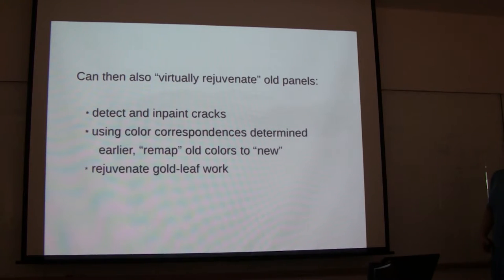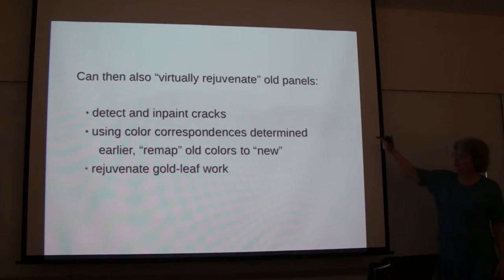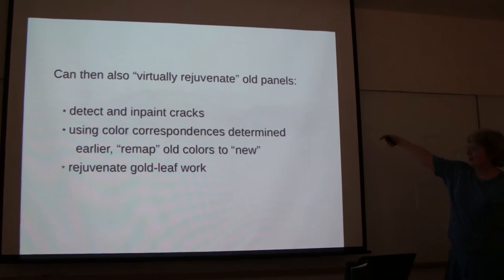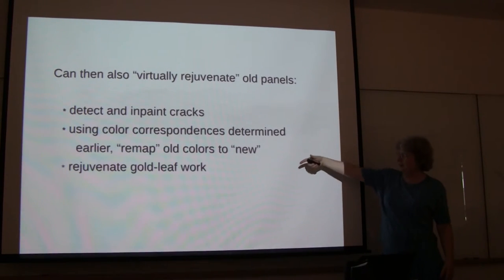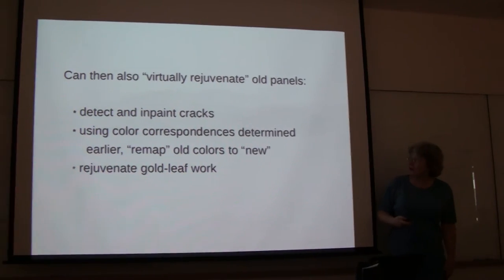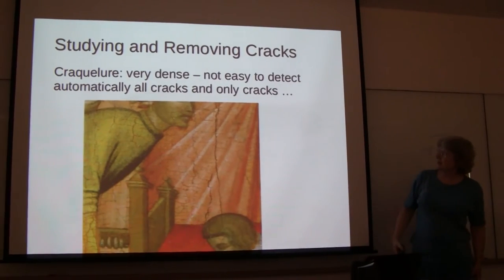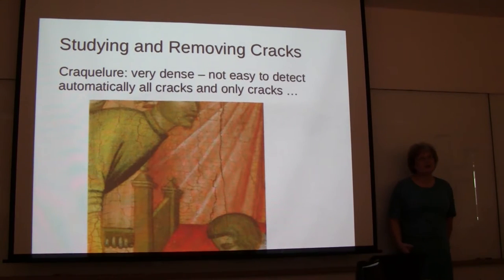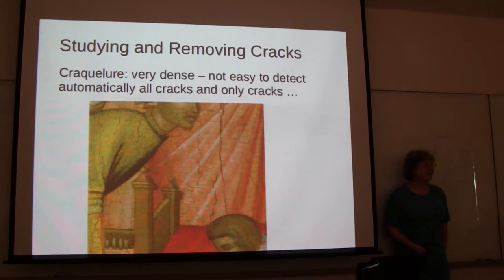And the museum allowed us to do that, so what we had to do was to detect and inpaint the cracks using the color correspondence remap, and then do the rejuvenation of the gold leaf work. So, cracks. These paintings are very densely cracked. Very old paintings on wood panel all have this kind of crackle. It depends on the wood and the fabrication techniques, and from one painting to the other, they may differ quite a lot. But I was confident that we would be able to detect and inpaint cracks.